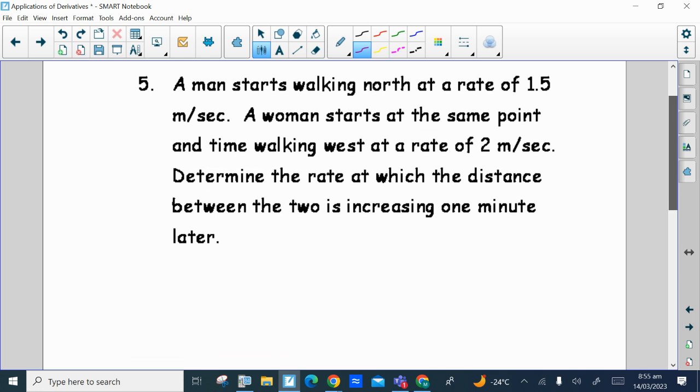Number 5, we saw one like this yesterday. A man starts walking north at a rate of 1.5 meters per second. A woman starts at the same point and time walking west at a rate of 2 meters per second. Who's right?